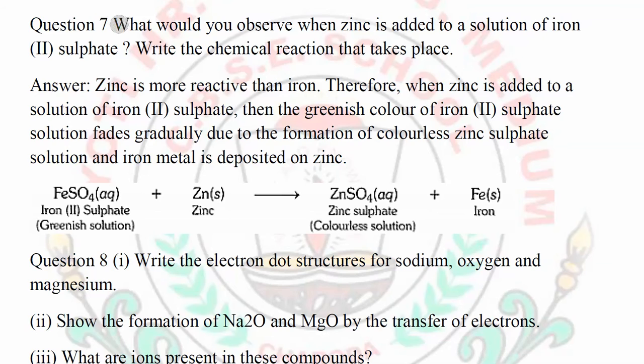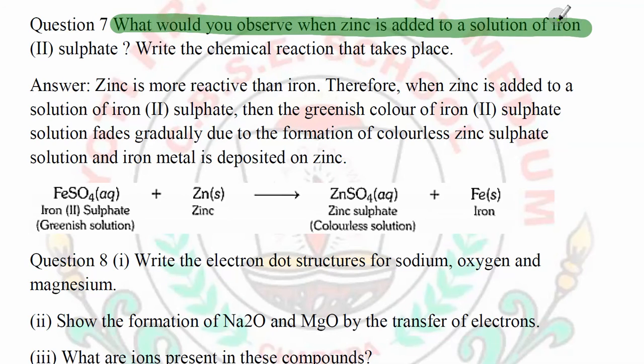Next, question number 7. What would you observe when zinc is added to a solution of iron sulfate? Write the chemical reaction that takes place. So here we have to observe, when zinc metal is added to a solution of iron sulfate, which kind of chemical reaction will take place.